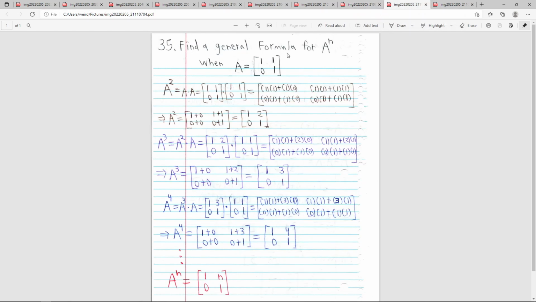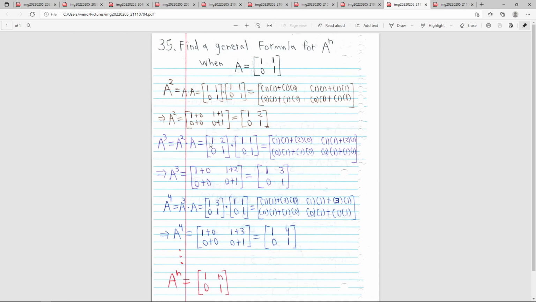Here's: find a general formula for A to the n power when A equals [1, 1; 0, 1]. It's a 2 by 2 matrix, so it won't be that hard to multiply. You're basically able to rough-shot a few powers and get it. So A squared equals A times A. We do a dot product again and we get [1, 2; 0, 1]. The only thing that changed was the upper right entry, the first row, second column, which went from 1 to 2.